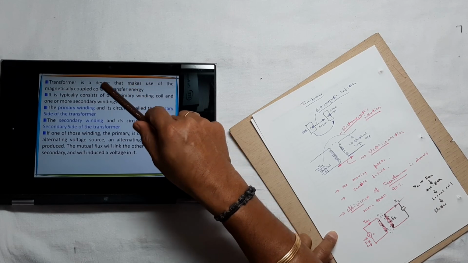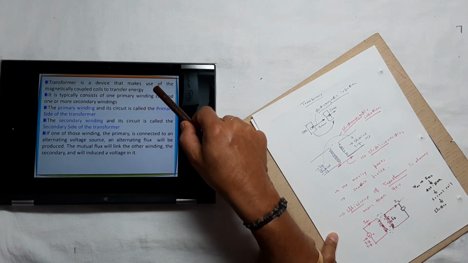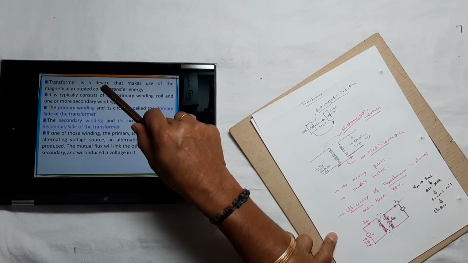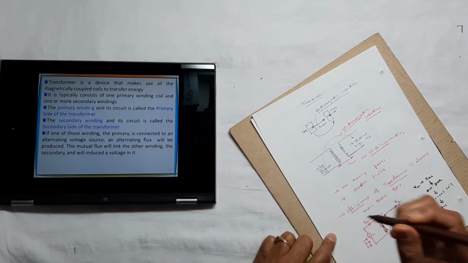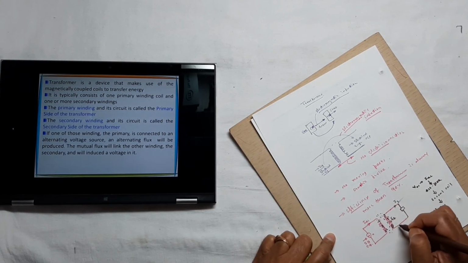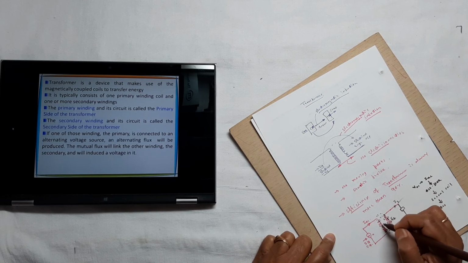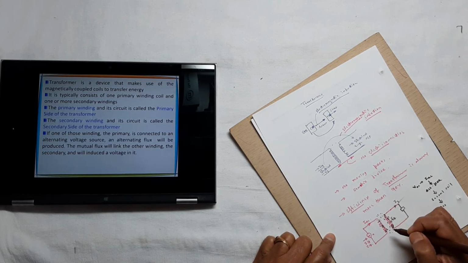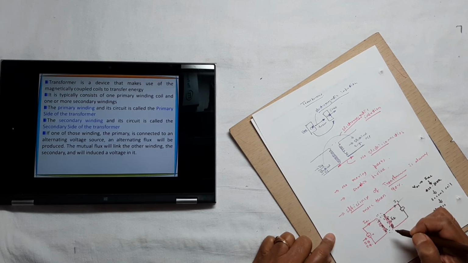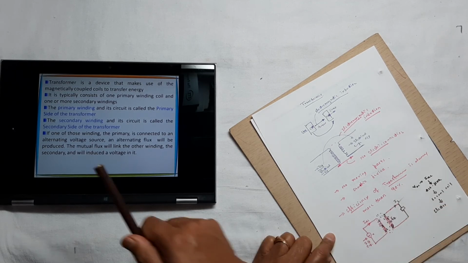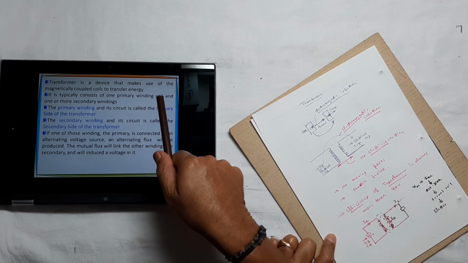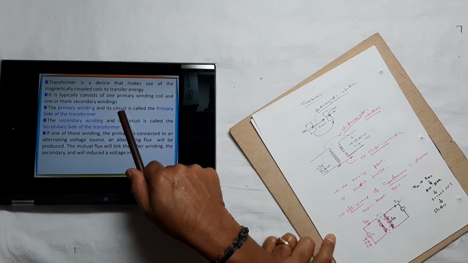A transformer is a device that makes use of magnetically coupled coils to transfer energy. That means we need two magnetically coupled coils, mounted on a common magnetic core. We will come back to that when we explain the construction in detail. It typically consists of one primary winding coil and one secondary coil.